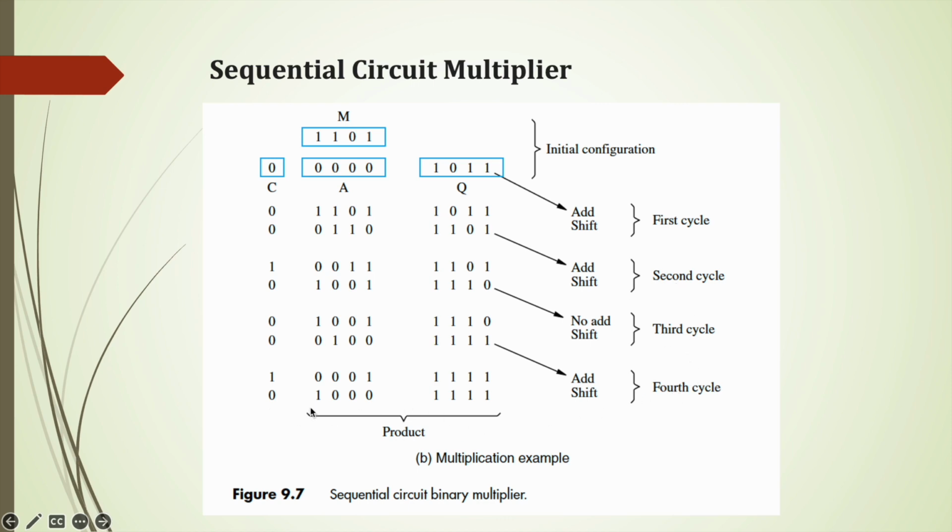So my final product will be this one, the combination of A and Q, which is a negative number, which is equivalent to 143. The problem with the sequential circuit multiplier is that we cannot perform it for negative numbers.